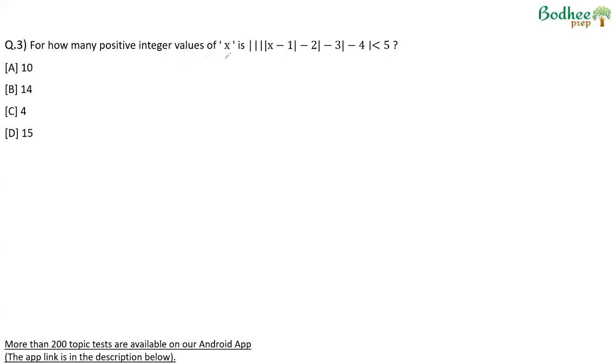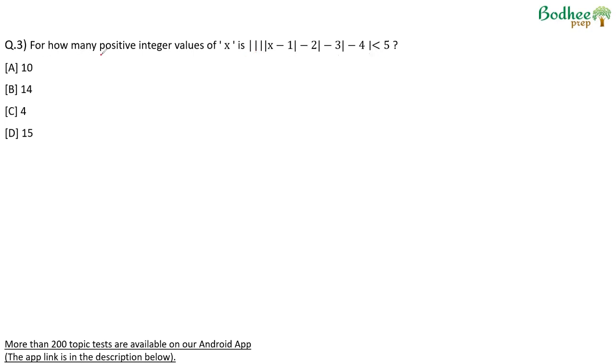How many positive integer values of x satisfy: mod of (mod of (mod of (mod of (x minus 1) minus 2) minus 3) minus 4) less than 5? Now, if we start opening mods from the outside here, we'll get multiple cases. 2 cases for the first mod. For each of them, we'll get 2 more cases, so 4 cases. Then again 2 more cases for each of them, so 8 cases, and then we'll have 16 cases happening. Obviously, that is not worth it.